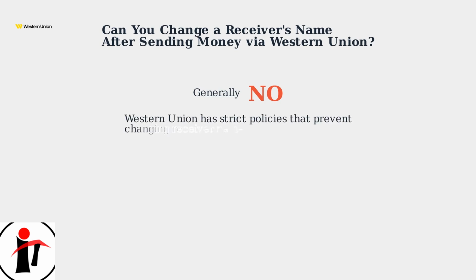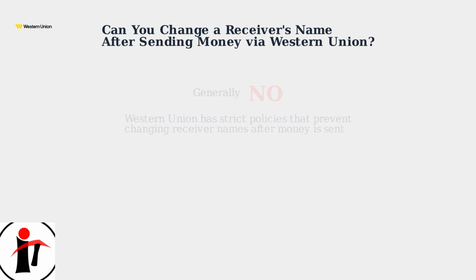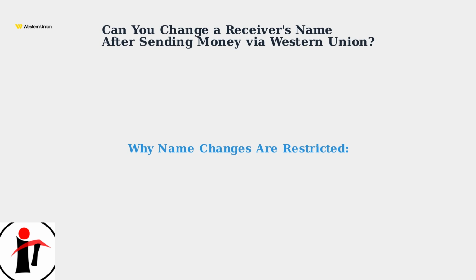This restriction exists because Western Union has implemented strict policies to ensure the security and integrity of money transfers. These policies are designed to protect both senders and receivers from fraud and other financial crimes. There are three main reasons why Western Union restricts name changes after sending money. First, security and fraud prevention. Allowing name changes after sending could create opportunities for fraudsters to redirect money to unintended recipients.